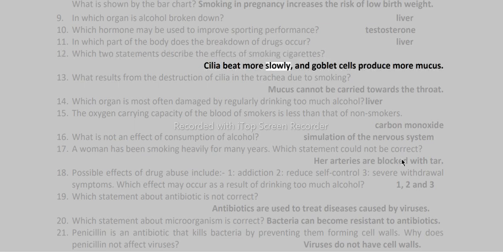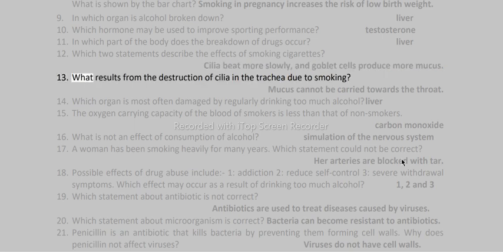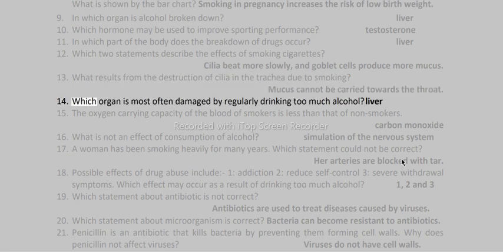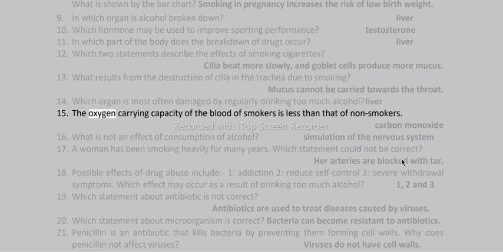Cilia beat more slowly, and goblet cells produce more mucus. 13. What results from the destruction of cilia in the trachea due to smoking? Mucus cannot be carried towards the throat. 14. Which organ is most often damaged by regularly drinking too much alcohol? Liver. 15. The oxygen carrying capacity of the blood of smokers is less than that of non-smokers.